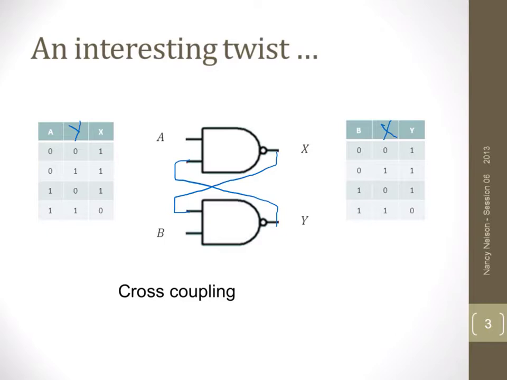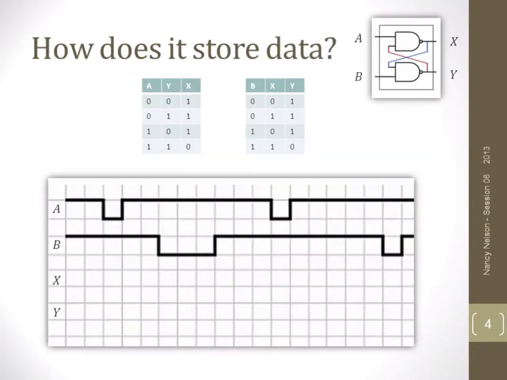This cross-coupling of 2 NAND gates gives us a new device which is called a latch. And we're going to see that latch as we move through looking at basic memory devices. This particular latch stores 1 bit of information. That means it can store a 0 or it can store a 1. Using these, we'll be able to build all kinds of memory devices.